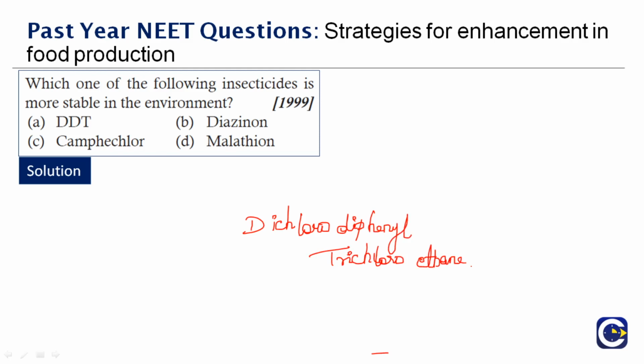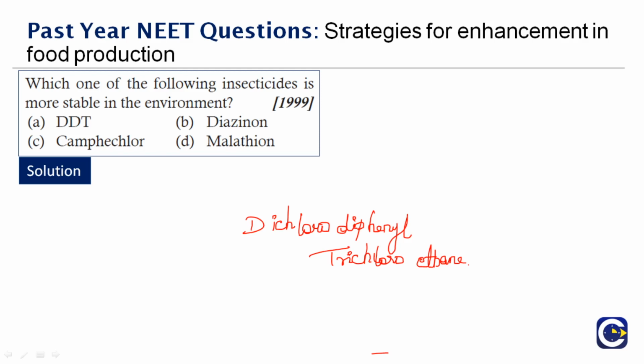DDT is a tasteless, colorless, crystalline and almost odorless organochloride substance which is a famous insecticide. It is poisonous for both humans and animals. So which one of the following insecticides is more stable in the environment? If you see, it is DDT. What about the rest that is given here? Option B, diazinon. What do you mean by that?